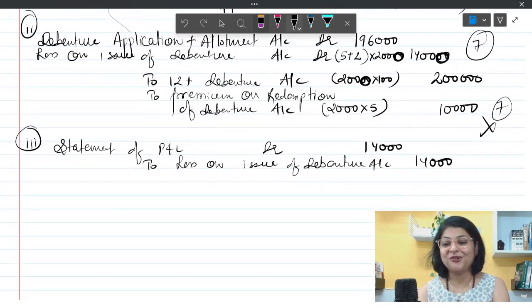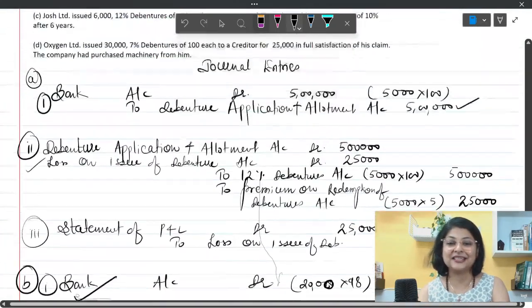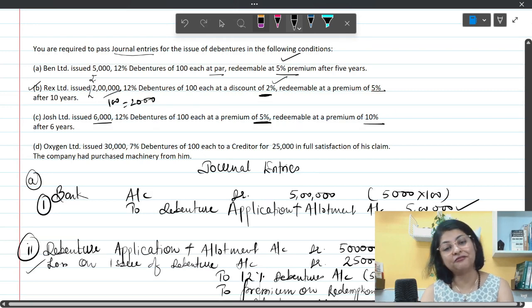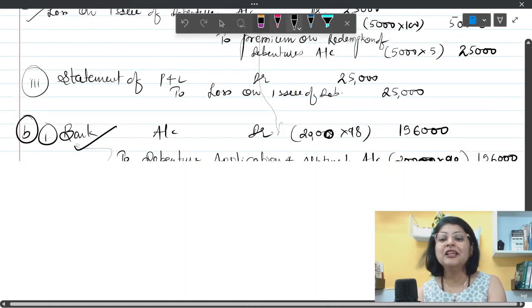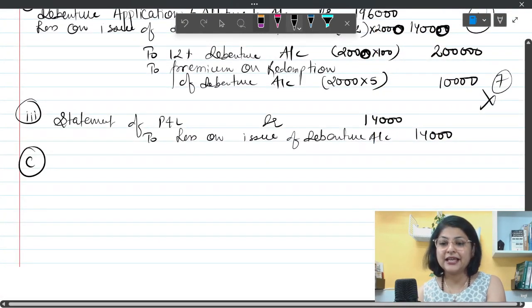Now we are good to go for case number C. What is case C? Let's go and check. Case C is telling Josh Limited issued 6,000 12% debentures of 100 each at a premium of 5%, redeemable at 10% premium after 6 years. Good question. Here we will understand how to write off the loss from securities premium. So let's write down the question.